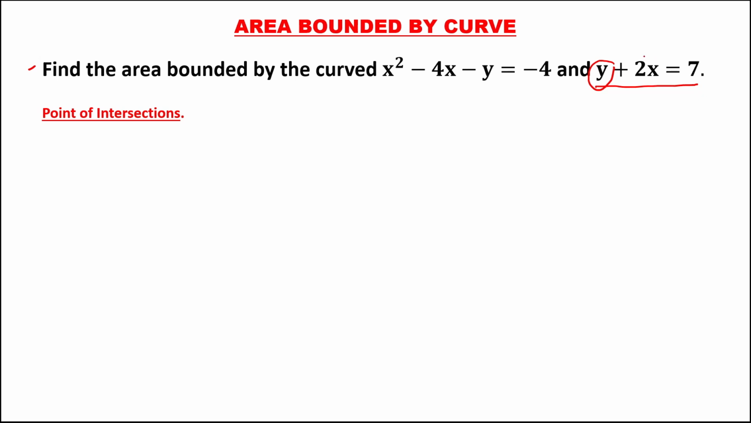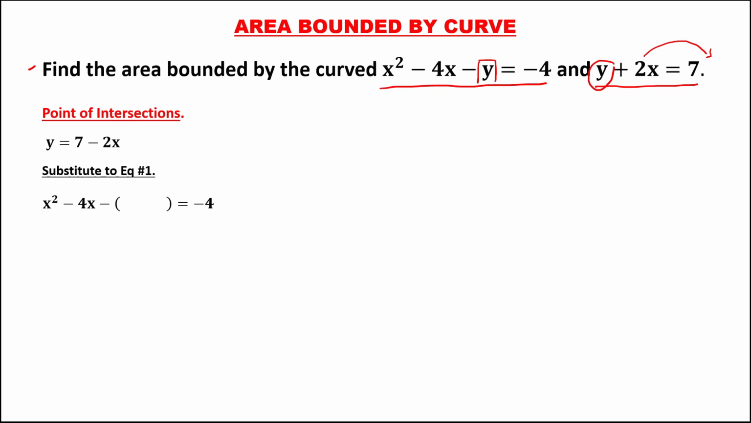And to isolate y, transpose this positive 2x to the other side. So this becomes y equals 7 minus 2x. Then substitute this equation into the first equation and replace this y. So this becomes x squared minus 4x minus y, and y is equal to 7 minus 2x. So replace, then equals negative 4.